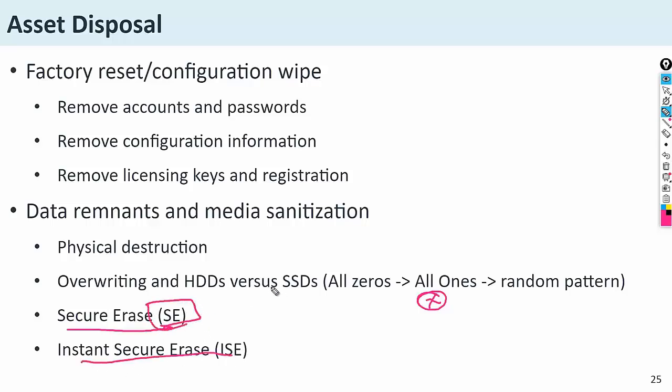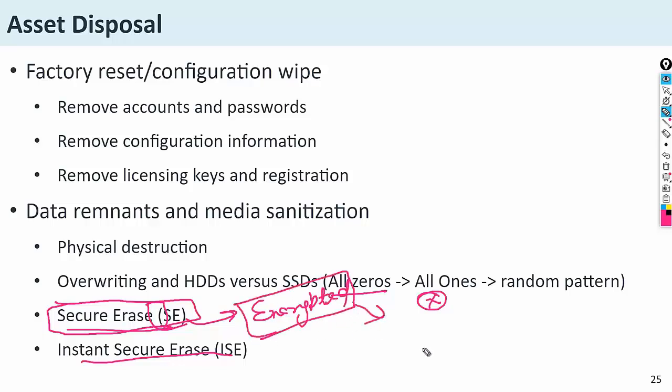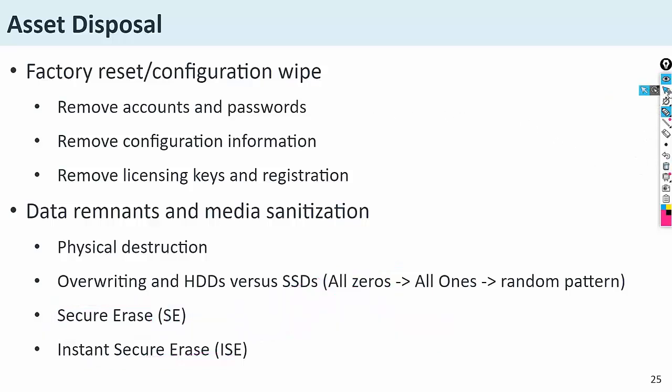Secure erase means erasing the data securely. For example, you have encrypted data inside your hard disk. If you have encrypted the data, you can remove it. If someone recovers the data, he will not be able to read or use your data. When it is done in an instant mode, it is called the instant secure erase process.